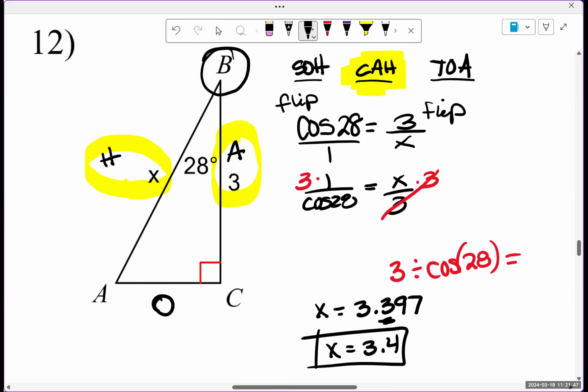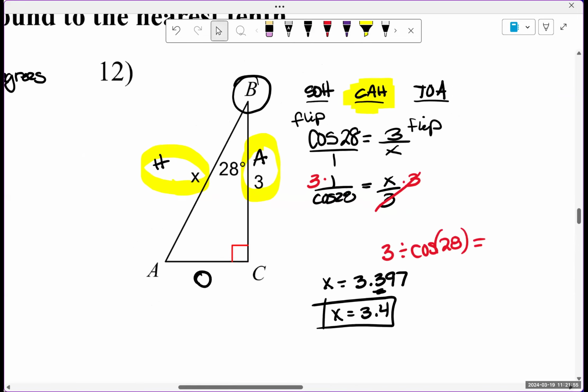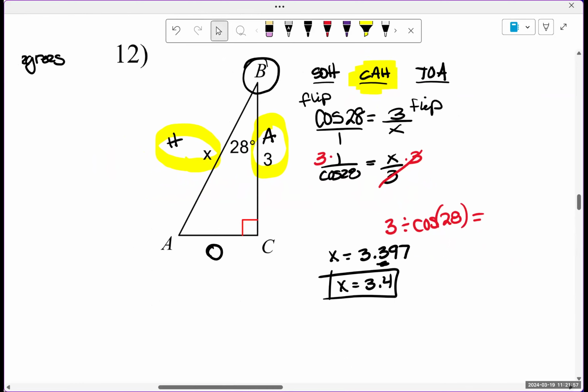Now, people tend to feel way more comfortable with SOHCAHTOA and they think, oh, forget it, I'm not going to memorize 30, 60, 90. Notice SOHCAHTOA gives you decimals. It will not give you radicals.